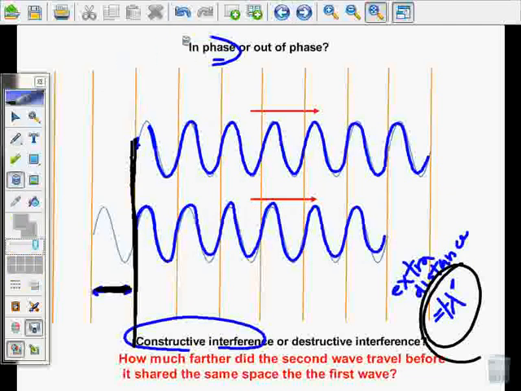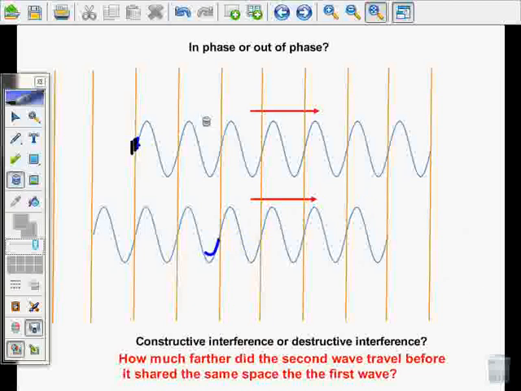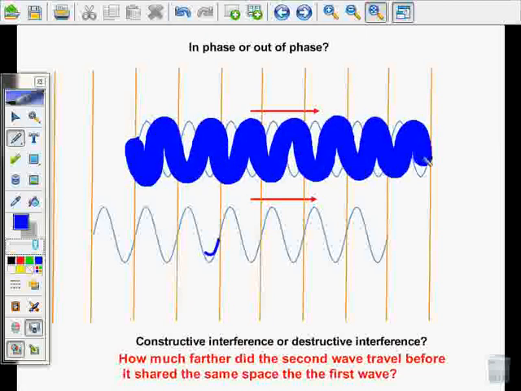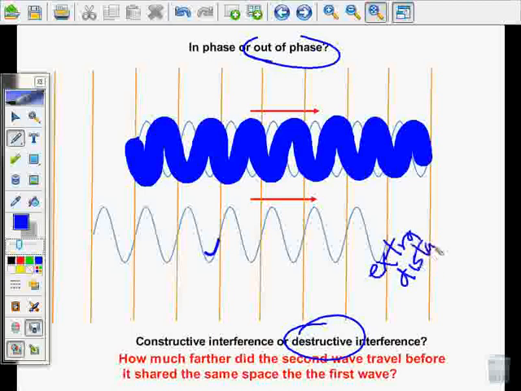Phase change on the upper one. I think I might have screwed it up, but good enough. Anyway, in phase or out of phase? Out of phase. Constructive or destructive? What's the extra distance that the lower one had to travel? So, when the one wave here goes through a phase change, things change, yes?